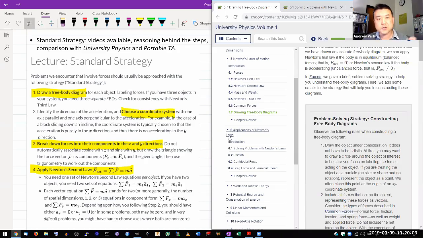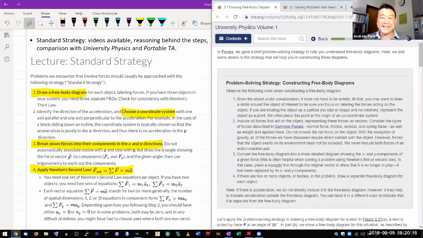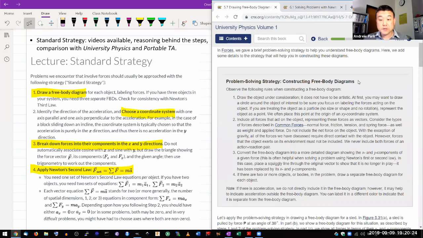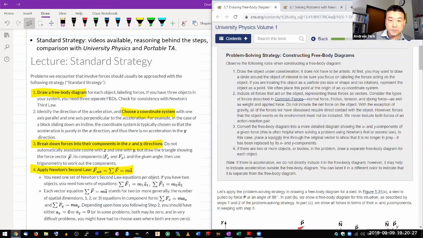So in that organization of the textbook, the whole layout of this strategy gets broken up into two pieces, which I think is a little bit unfortunate. The first part is in section 5.7, and it's in problem solving strategy, constructing or drawing free body diagrams. So this is what your textbook says, and let me just draw the comparison. Your textbook tells you to draw the object under consideration, and it does say if you are treating the object as a particle, represent the object as a point.